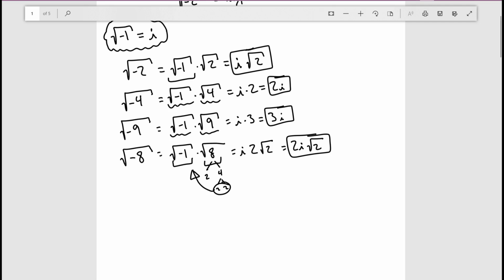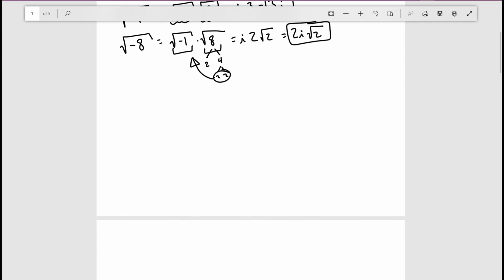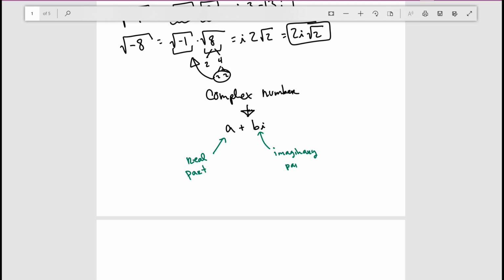Now what we want to do with these complex numbers. This i is really what we call a complex number, and a complex number can be written in the following way. Here's the notation: a plus bi. This a is what we're going to call the real part. That's the part that's real. This part, this bi, is what we're going to call the imaginary part. The imaginary portion is going to be the one with an i. So the real part and the imaginary part.